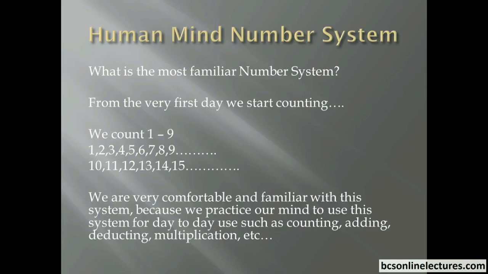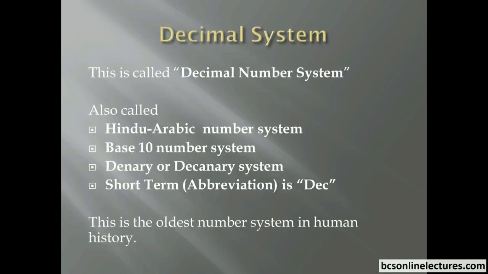In our day-to-day life, from the day that we started learning, we learn to use these numbers. We start counting using 1, 2, 3, 4, 5, like that. So from the very beginning, we practice our mind to use this particular number system, and this system is called the decimal number system. The decimal number system is the number system that our human mind can understand easily.